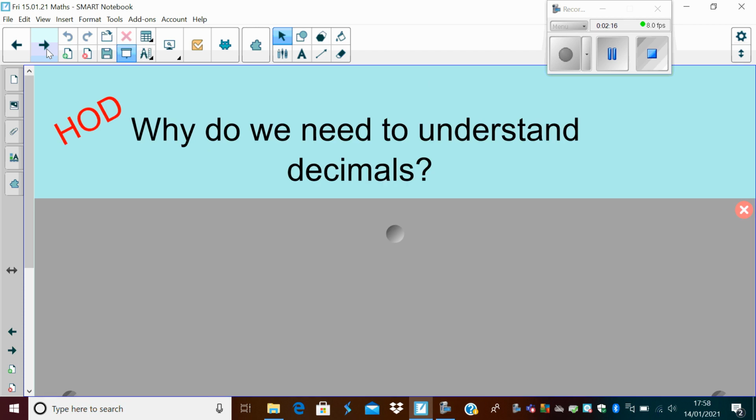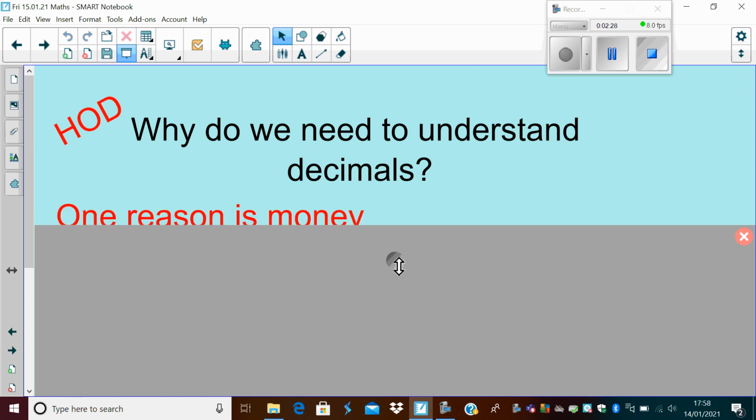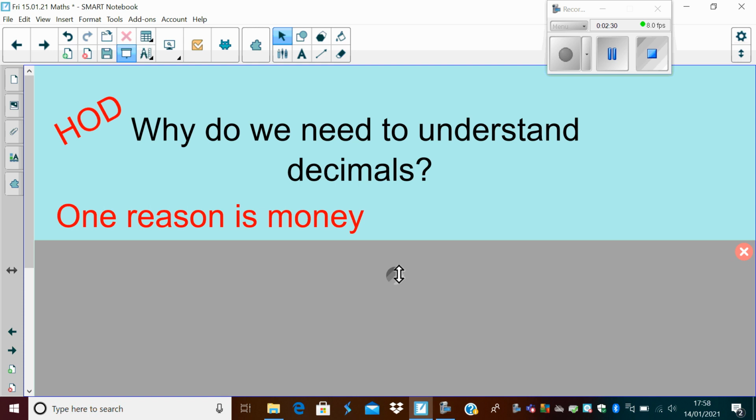So why do we need to understand decimals? Stop now and have a little think. Why do you think it's important to have decimals? There's lots of reasons. I'm going to show you just one now. Money. We all love money, don't we? Here's an example.